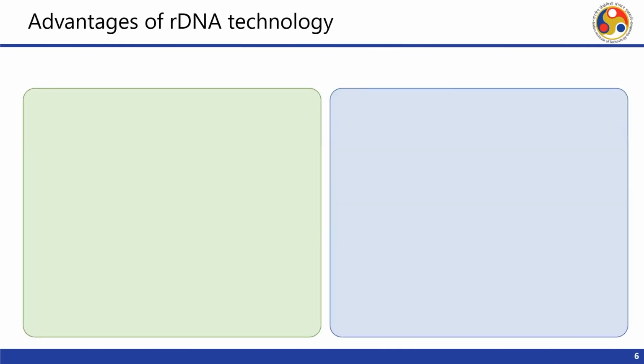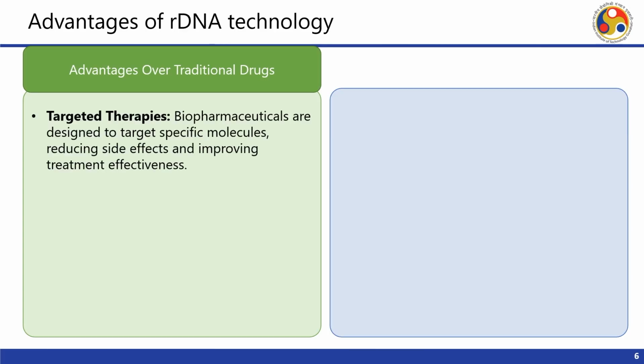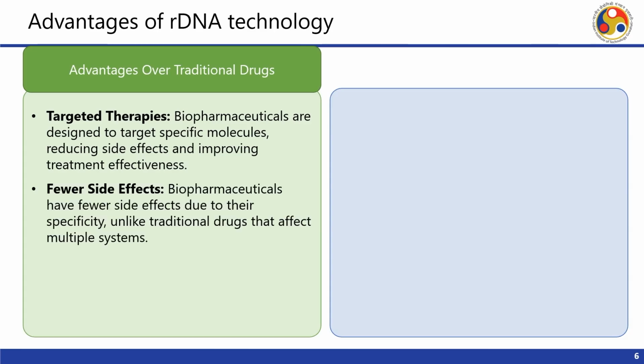So, this is in brief the general scheme of a recombinant DNA technology. Now, what are the advantages of using recombinant DNA technology over traditional drugs? Let us focus on therapeutics only. For example, it is helpful in targeted therapies. Biopharmaceuticals are designed to target specific molecules, reducing side effects and improving treatment effectiveness.